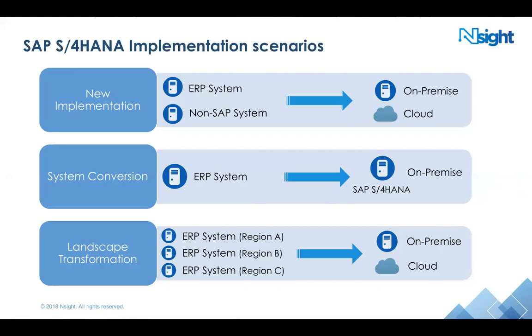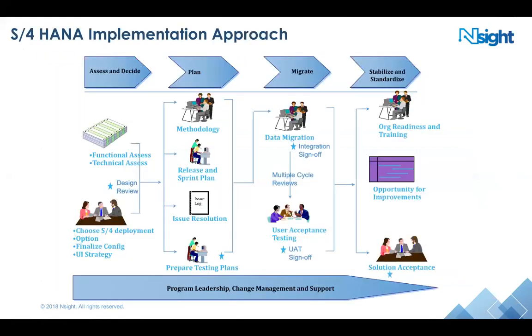So we'll talk more about the approach here. In the approach, today we are going to talk about the first column, which is more about assessing and deciding: what kind of functional assessment and technical assessment is needed, what kind of S/4 deployment options are required, and what kind of strategies and go/no-go decisions have to be made before you go into the planning and migration phase of the project. But the planning and migration involves the project plans.